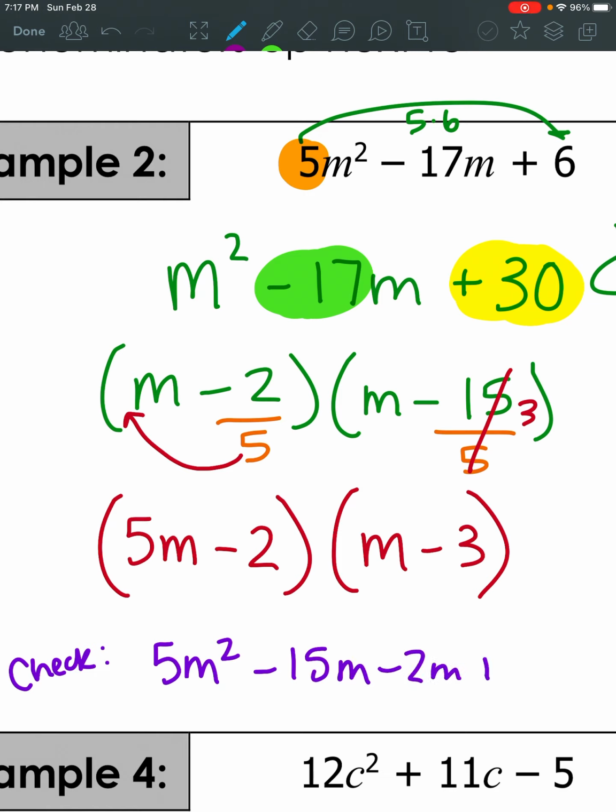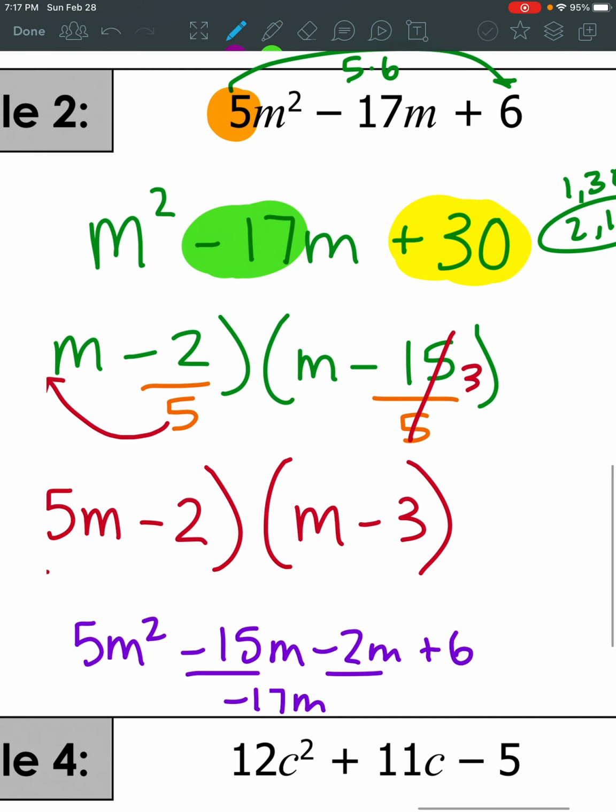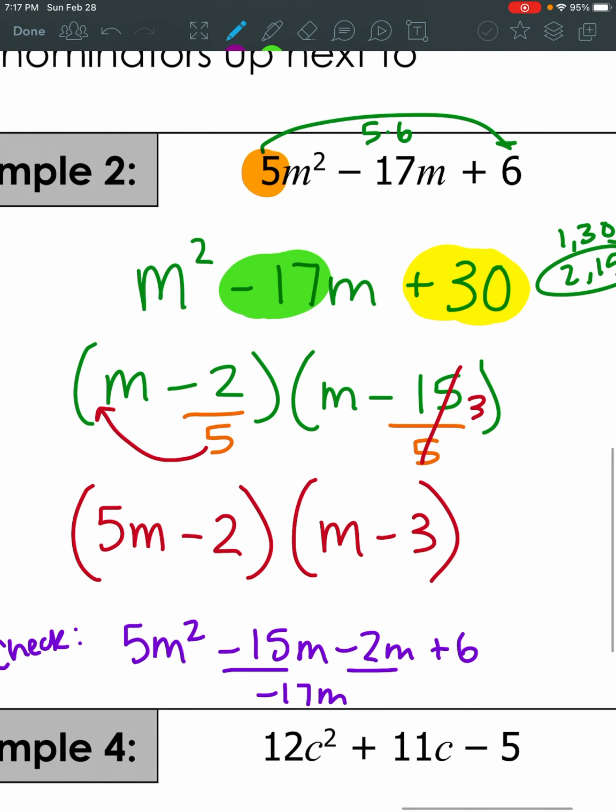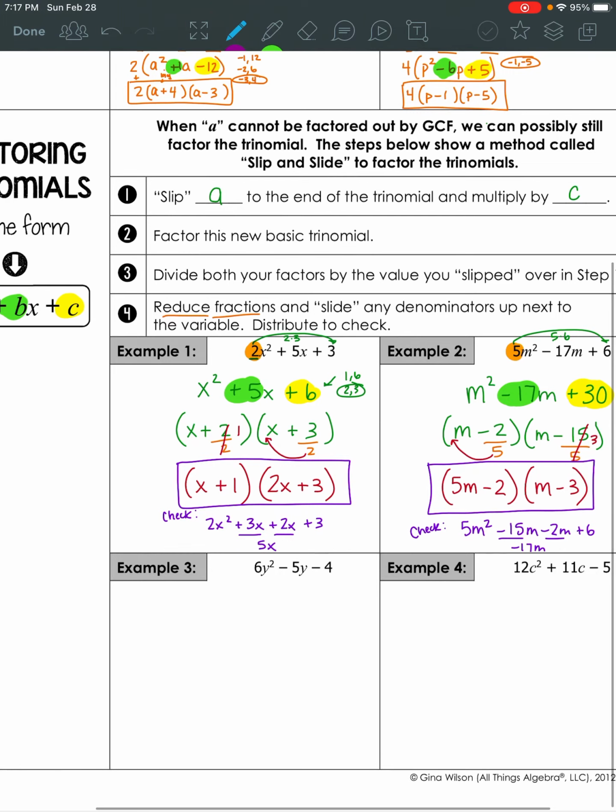Ooh, we had a positive 6, and when I was checking my work, I did that wrong. Sorry. Negative 2 times negative 3 is positive 6. So there. Now it does match. 5m squared minus 17m plus 6. We are good to go. That is correct factoring. Okay?